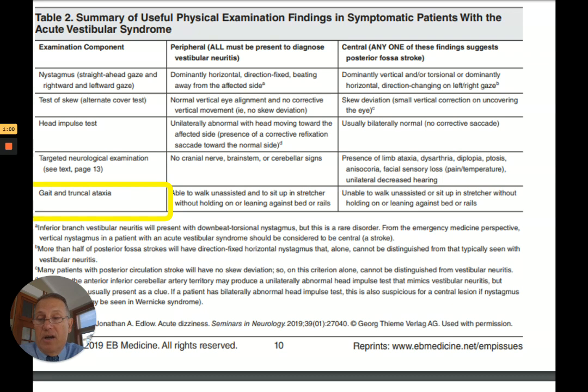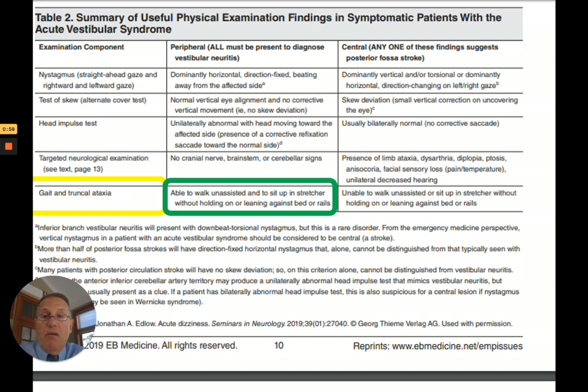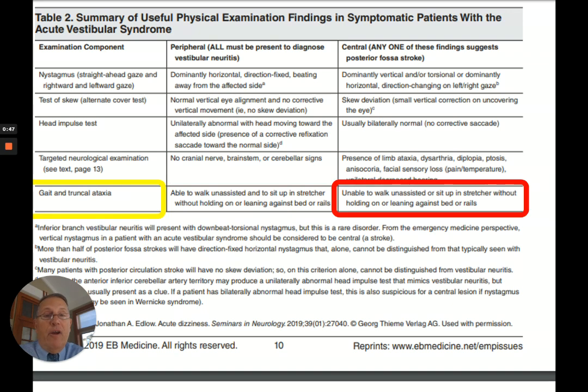Last, gait and truncal ataxia. A person with peripheral etiology should be able to walk unassisted and sit up in the stretcher and or stand or walk without having to hold on. On the other hand, a person with a central etiology to their vertigo may be unable to walk without a wide base gait or may not be able to sit in the cart without holding on to the rails.